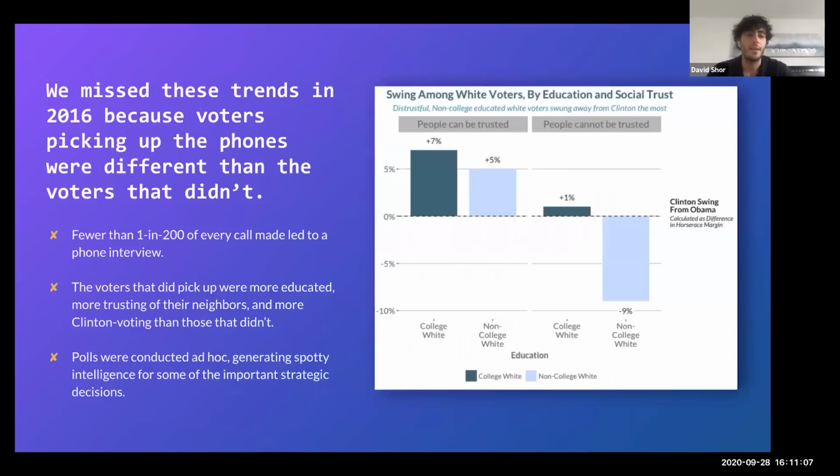So the question is, why didn't people see it coming? Why didn't we see this pattern of us overperforming? Why were the polls wrong in these low-education areas, if it wasn't that the low-education proportions were wrong? And so here, I'm going to talk a little bit about social trust.